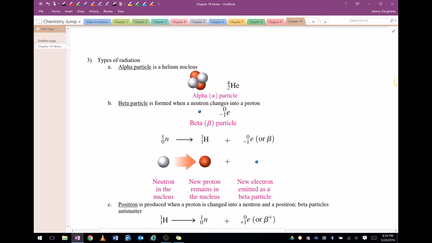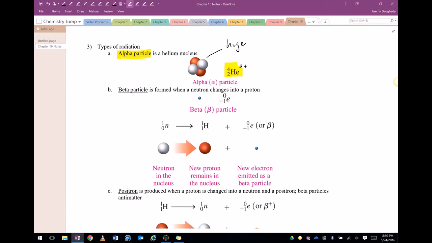So what types of radiation can we actually give off? Well, we can give off an alpha particle, which is really a helium nucleus. So it's just the nucleus. A lot of times you'll see it with a 2 positive charge because it is just the nucleus. Now this thing is huge, so this is a very big particle.